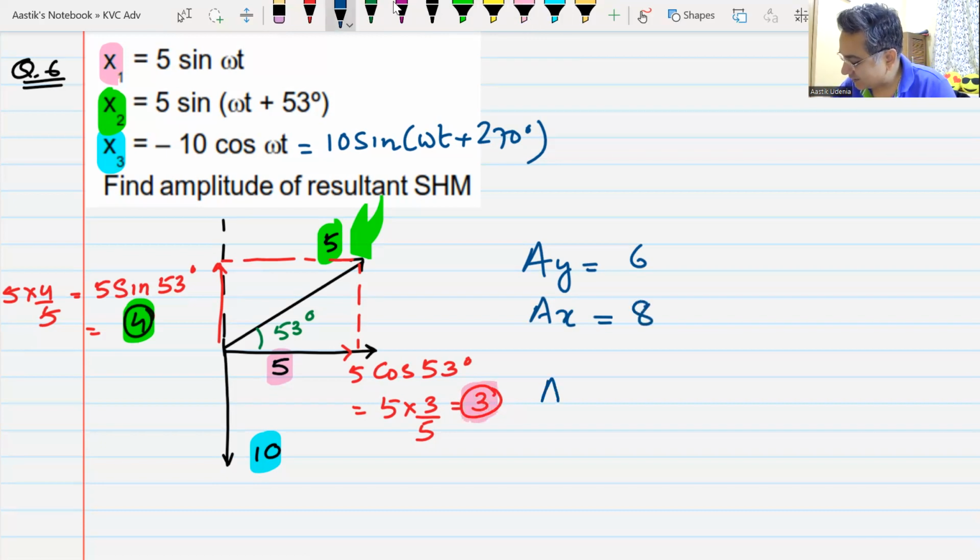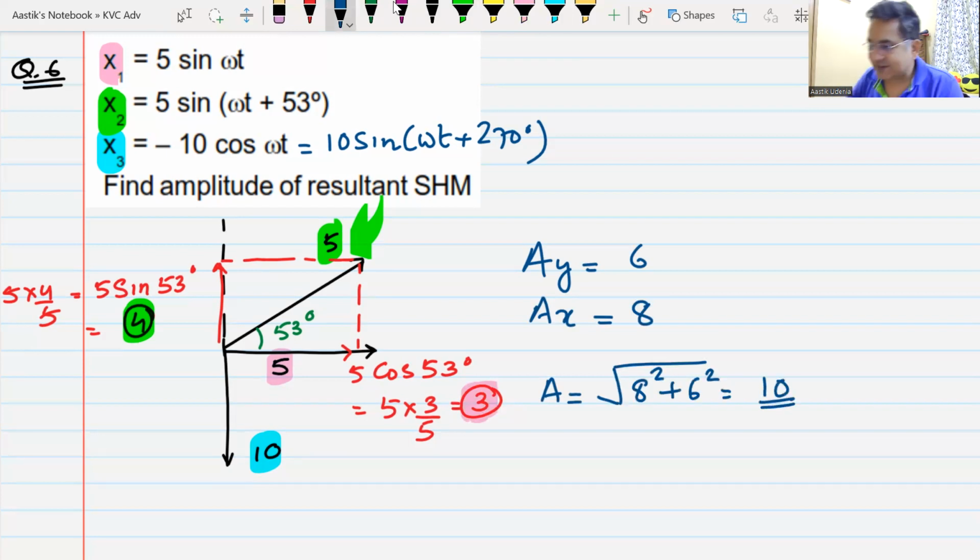Now I can find the resultant amplitude, which is equal to under root of x square plus y square, and the answer is 10. Do we get this, or has this gone above our head? See, it was so simple. And I don't know what all formula you were applying here. Do we understand this? Yes, sir. I'll give you 2 minutes to note this down.